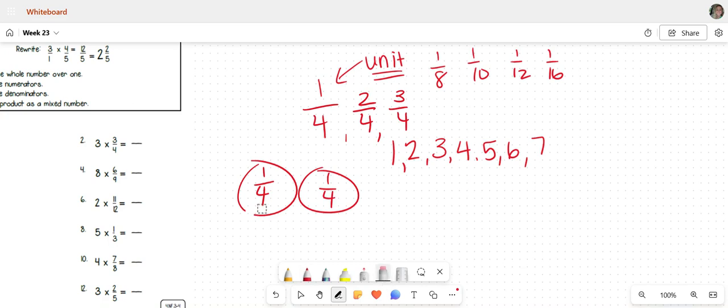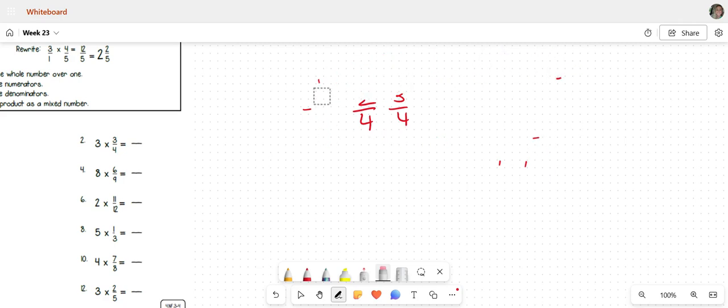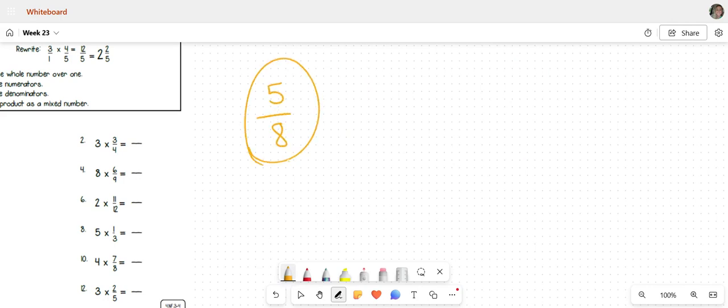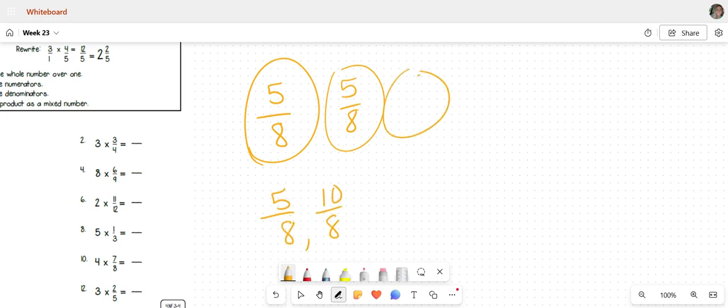All right, so multiples of non-unit fractions. Let's say I have the number 5/8. If I have 5/8 one time, I just have 5/8. If I have 5/8 two times, now I have 10/8. If I have 5/8 three times, I have 5, 10, 15 eighths. That's the same thing as saying 5/8 times 3 is 15 eighths.